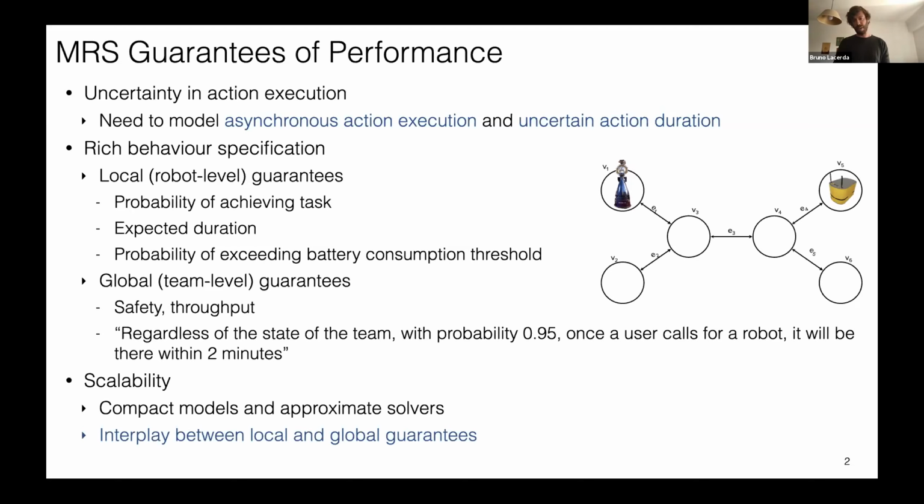First, we try to model these multi-robot systems compactly, and we try to use approximate approaches to solve the models, doing some heuristic search or trial-based search. Furthermore, we also have this goal of exploiting the interplay between the local guarantees and the global guarantees. How can some kind of coordination system take the guarantees at each robot level and deliver guarantees at the team level? Again, this is our main goal.